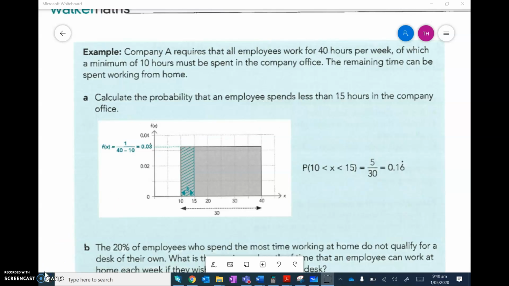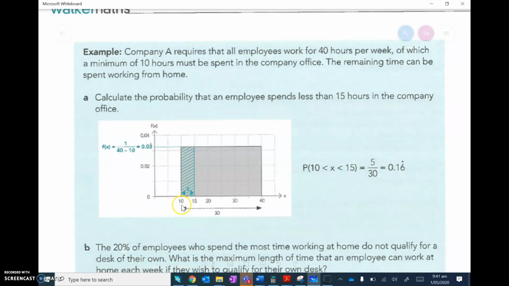Okay, let's have a look at the first example. It says a company requires that all employees work for 40 hours per week, of which a minimum of 10 hours must be spent in the company office. The remaining can be spent working from home. So they must spend a minimum of 10 hours working in the office, a maximum of 40 hours working in the office. It says calculate the probability that an employee spends less than 15 hours in the company office.